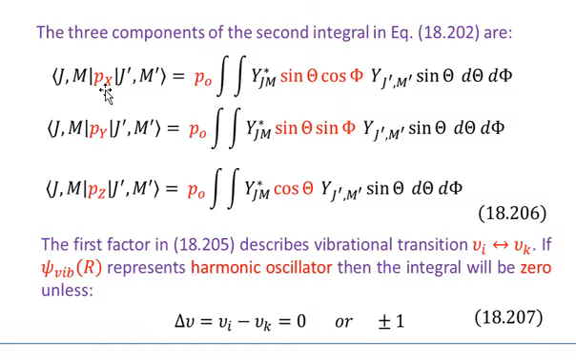So the expectation value of Px between the two levels J, M and J prime, M prime, where J, M is one set of rotational quantum numbers and J prime, M prime is another set of quantum numbers. From these three integrals, you can see that the first integral contains the expectation value of Px, the second one is Py, the third one is Pz. And on the right hand side, I have specified the value of P naught and also sine theta cos phi.